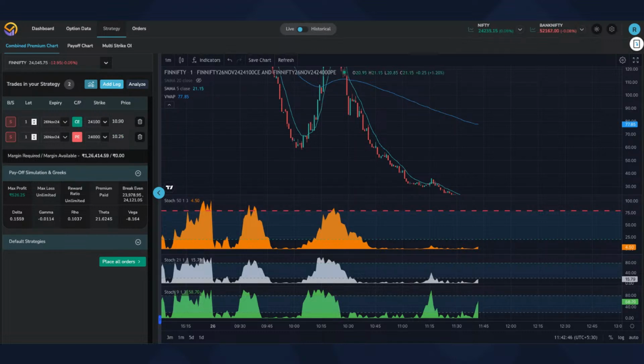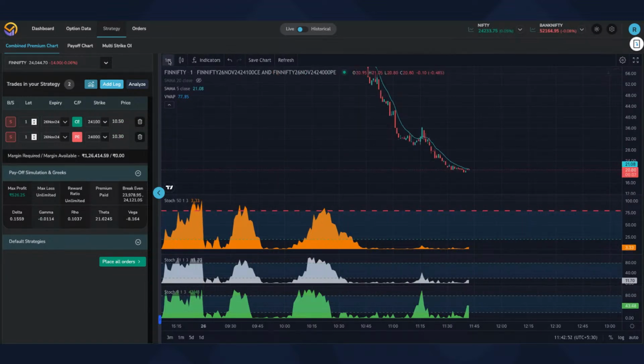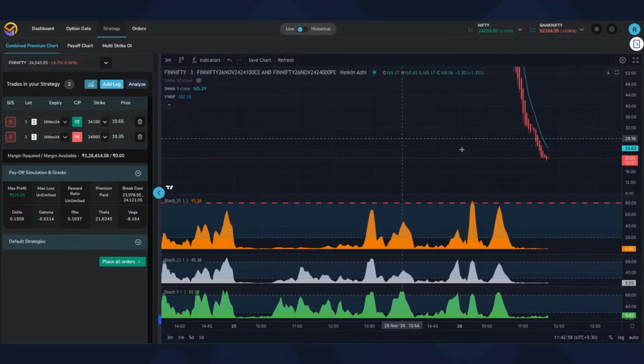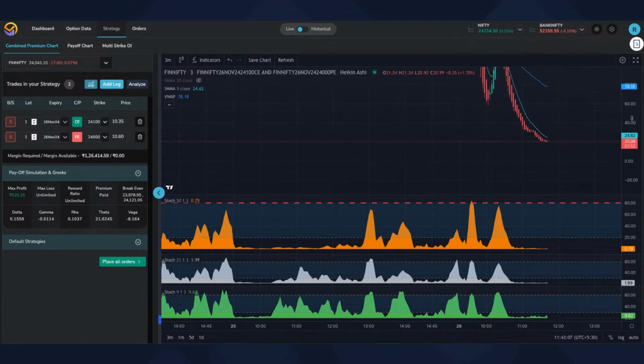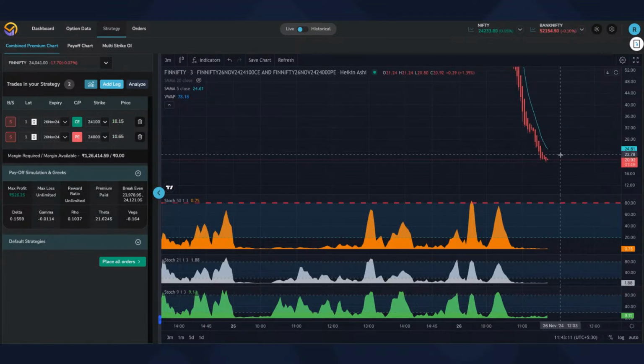All right. One more thing that I observed was, let's put 3 minutes, and then typically if this Heiken-Ashi candle shows two consecutive greens, I usually want to exit. The reason is the premiums would be going up quite a bit. And right now I'm okay.